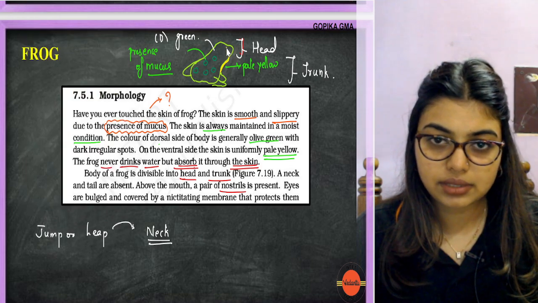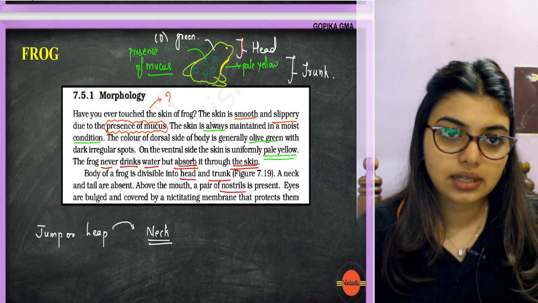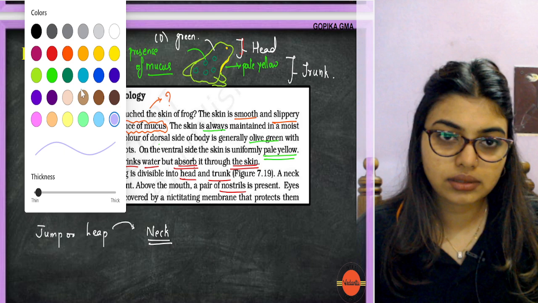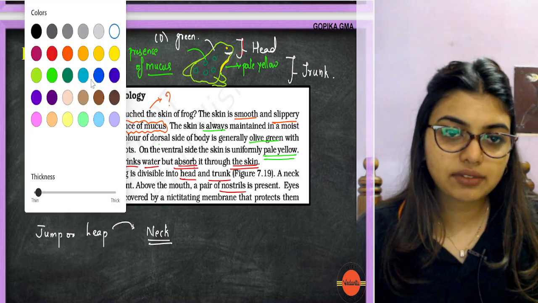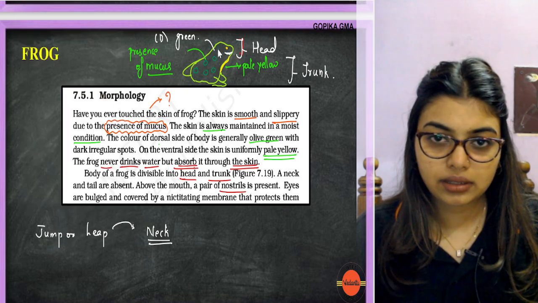Okay, eyes will come somewhere here. Then they have a mouth, let's draw a mouth. It was long, okay, mouth like this. Then they have tympanum. Okay, they have tympanum, something like this.